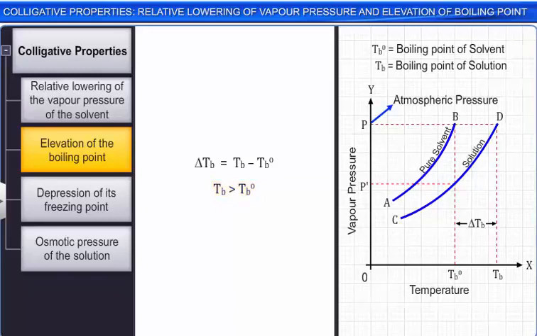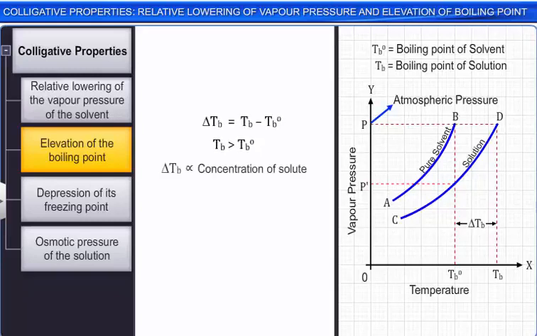In other words, a solution that has lower vapor pressure needs to be heated to a higher temperature for its vapor pressure to become equal to the external pressure, that is, its boiling point. The boiling point of a solvent changes as the concentration of the solute in the solution changes. But it does not depend on the identity of the solute particles.